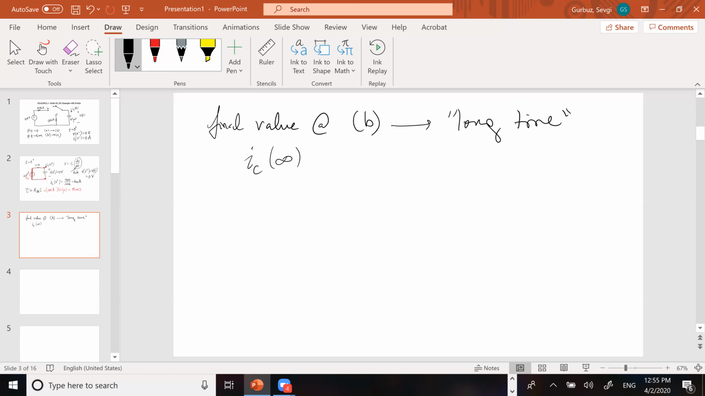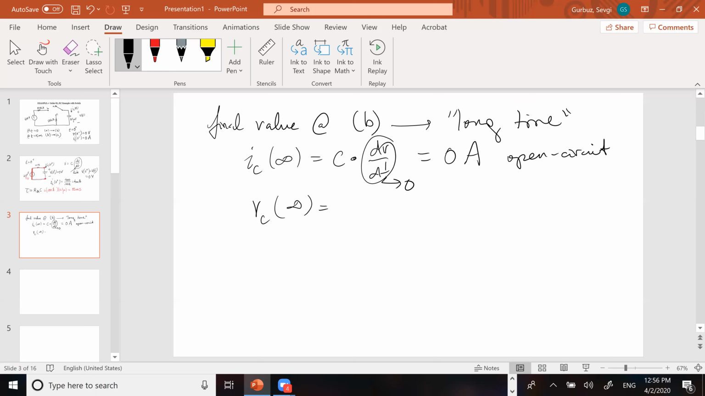So the capacitor current after a long time is just going to be the capacitance times the derivative of the capacitor voltage, but we're assuming that there are no changes, so this derivative is 0, meaning that the capacitor current has to be 0, which means that the capacitor behaves like an open circuit. When the capacitor behaves like an open circuit, there's going to be no voltage drop across the resistance, and the capacitor voltage after a long time is just going to be equal to whatever the source voltage was, which is going to be 400 volts.